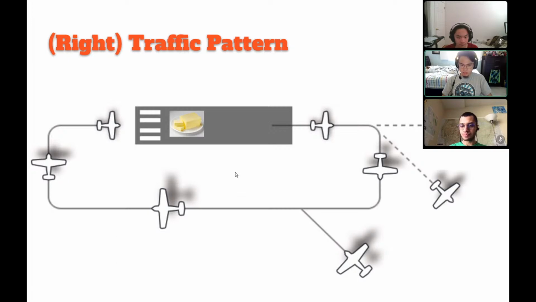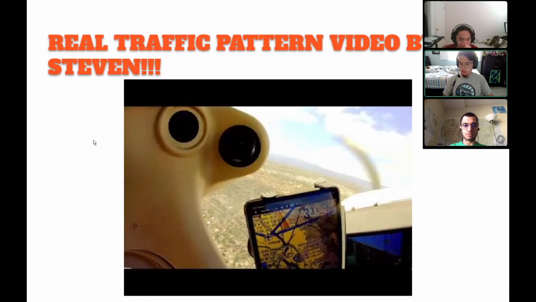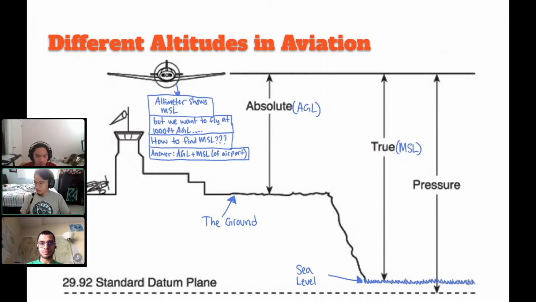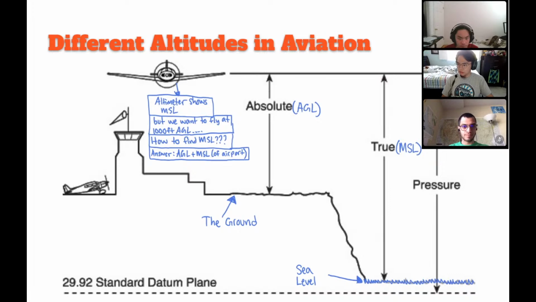next slide. So you've got the altitude. One last thing we have to teach you before we actually show you what a traffic pattern looks like is what these altitudes are. I'm trying to find a place to put my camera. There we go. So there are different altitudes in aviation.